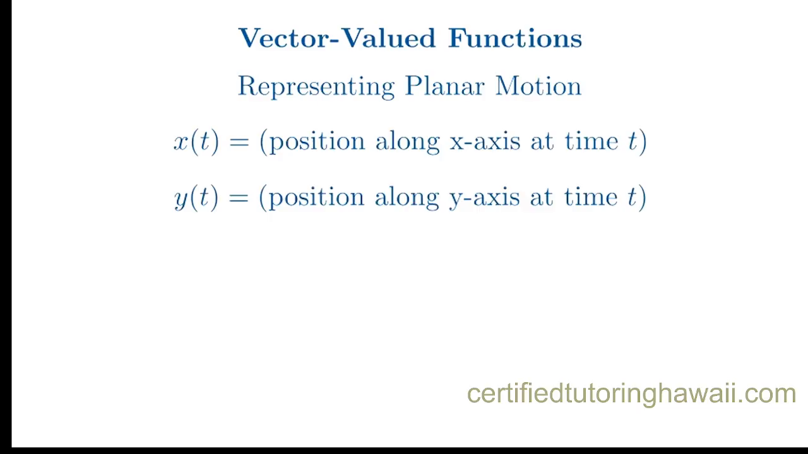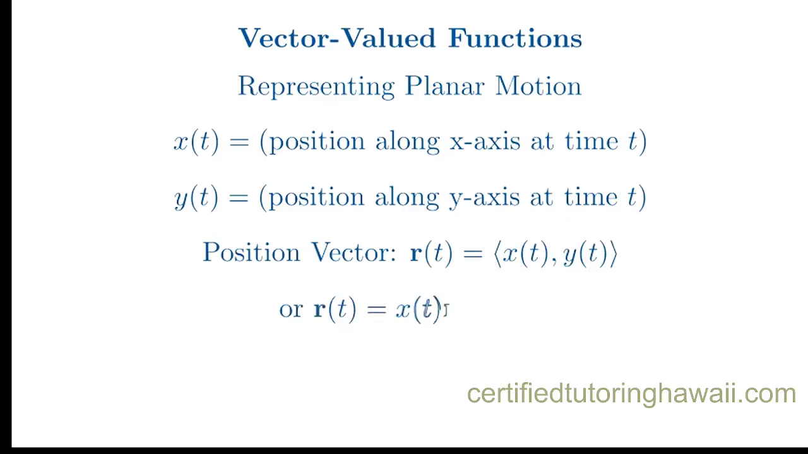We can represent this position as a vector starting from the origin. This is what we call a vector-valued function for position. We'll denote it with the bold letter r. It takes in the scalar time t and outputs a 2D vector. Notice the i and j components, which represent the unit vectors along the x and y axes.